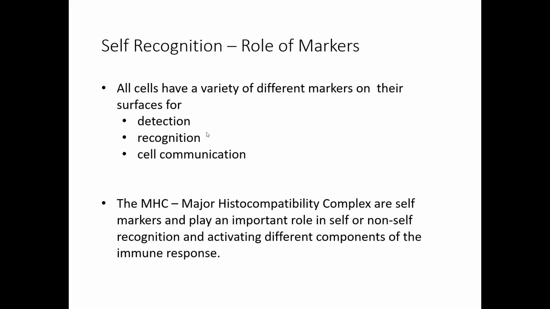So then how do we recognize self? That's going to be due to markers that are carried on your surface. Every cell in your body has surface markers, these proteins. These are ID tags that help with recognition and communication. The most important of these are the MHC molecules, the major histocompatibility complex molecules, and they play an extreme role in the body identifying self versus non-self.